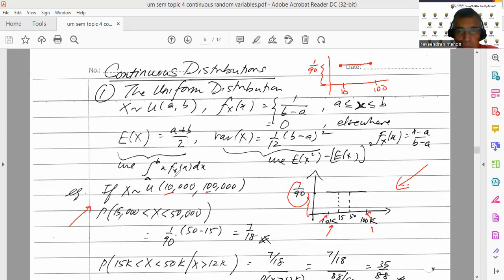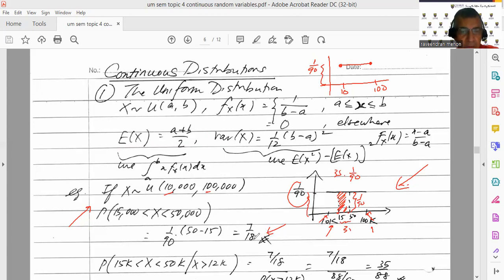Good. Now, what do they want? They want the probability that X lies between 15 and 50. I repeat, we're working in terms of thousands. So the probability that X lies between 15 and 50 is the area below the graph. What is this value here? 35. What's the height? 1 over 90. So it'll be 35 times 1 over 90. If you divide by 5, you will get 7 over 18, and we are done.